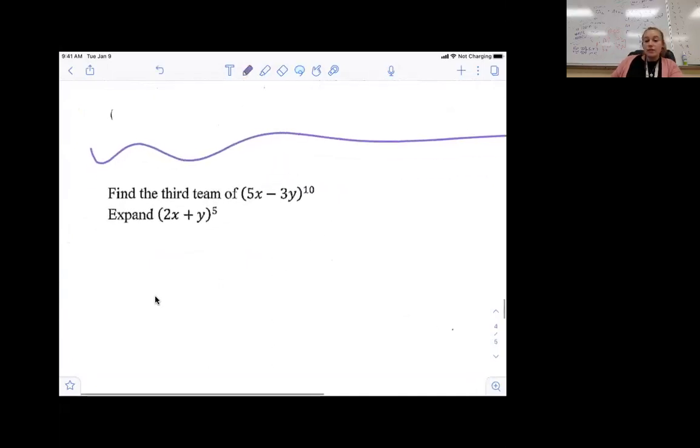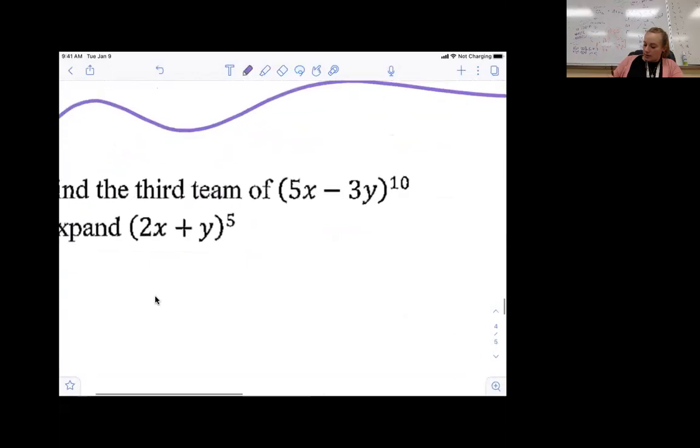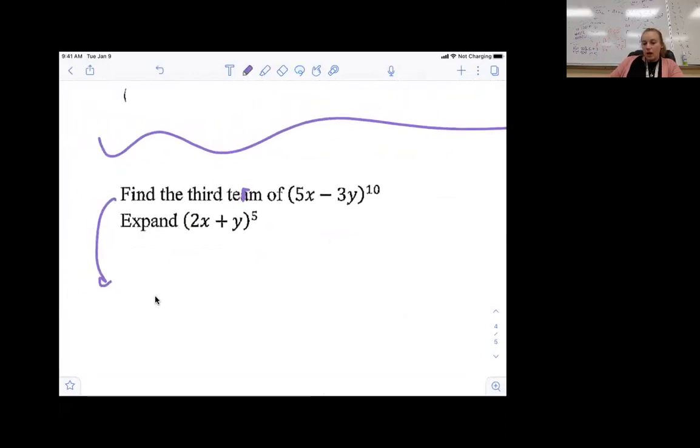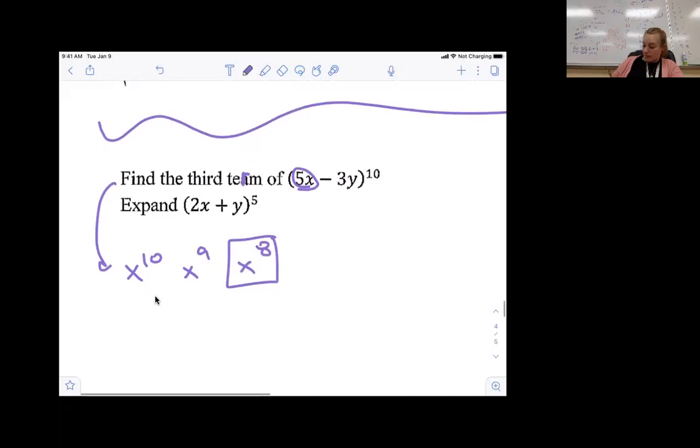Okay. So first thing is I don't need Pascal's triangle for the first one. So I'm going to do the first one over here. When you're finding the third term of this set, whenever we're doing terms, you think about the first number and that goes down an exponent. So I'm going to start with the biggest exponent and then I'm going to go down one each time. So I would be at x to the 10th, then x to the 9th, then x to the 8th. So my third term is going to be whatever the first term is raised to the 8th. So I think of that as 5x raised to the 8th.